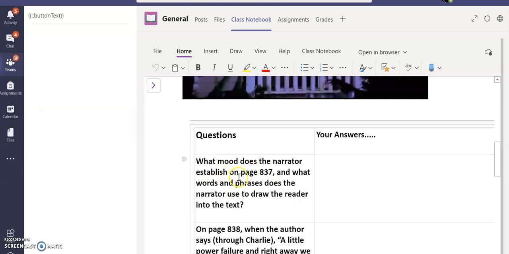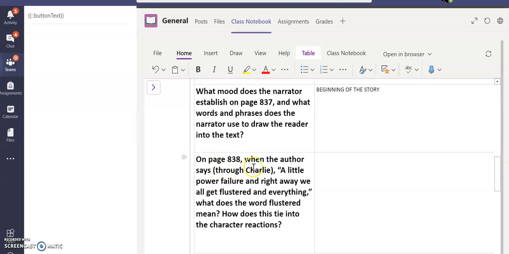What mood does the narrator establish, and what words and phrases does the narrator use to draw the reader into the text? Well, when you establish a mood, this is going to be at the beginning of the story. Don't worry about exact pages.